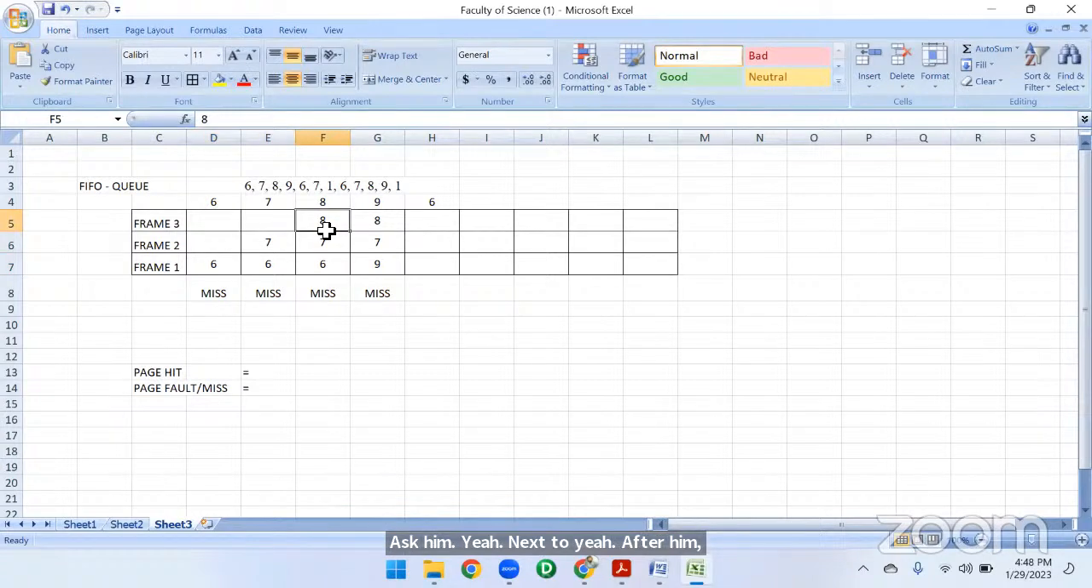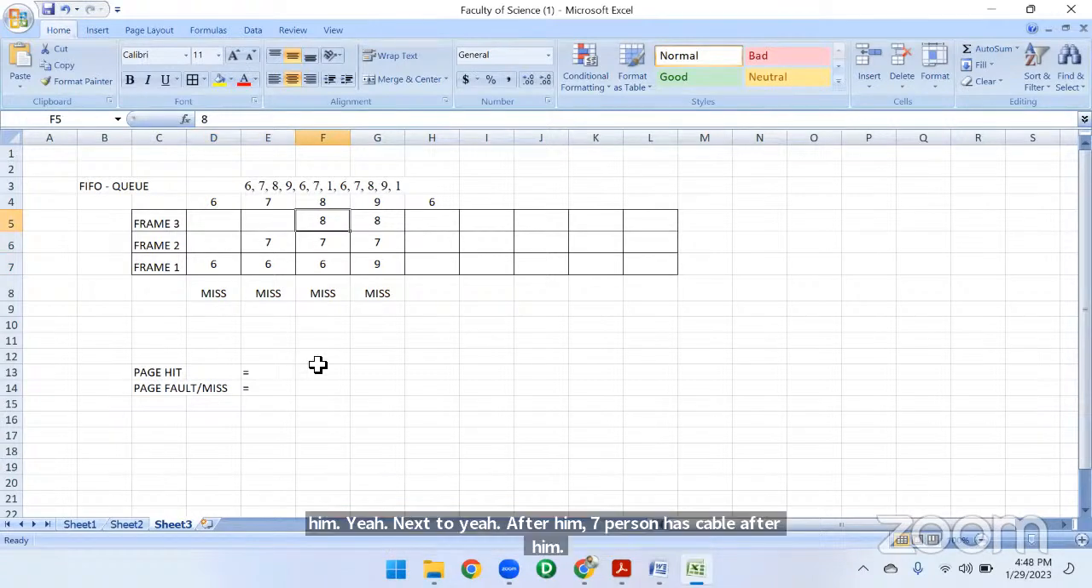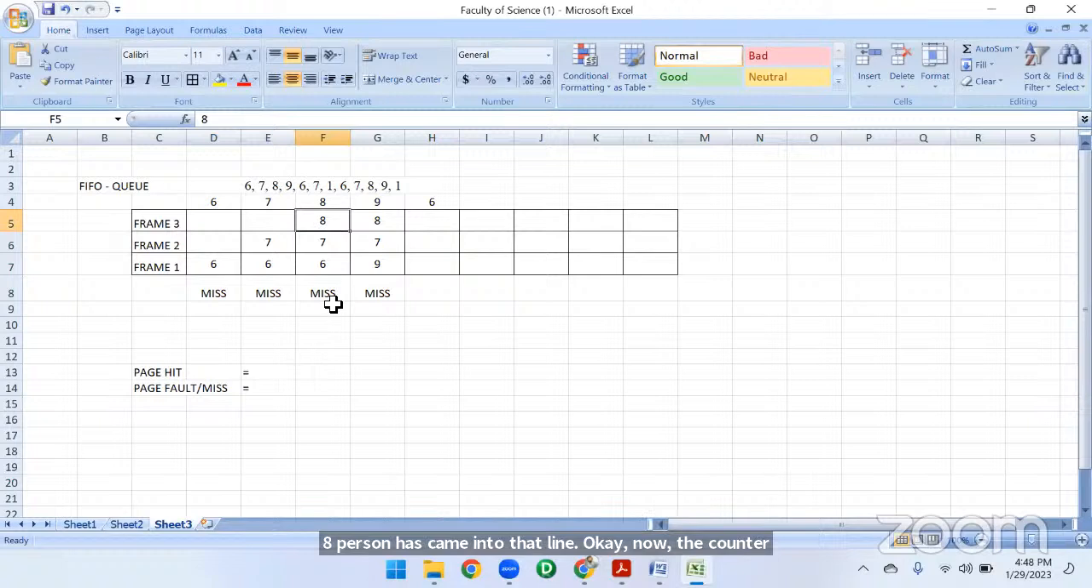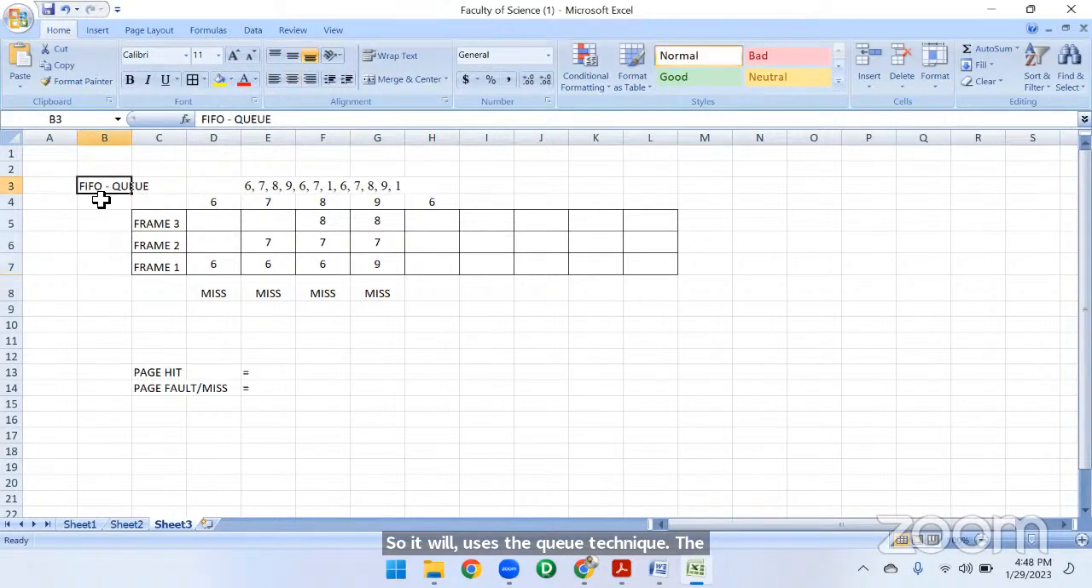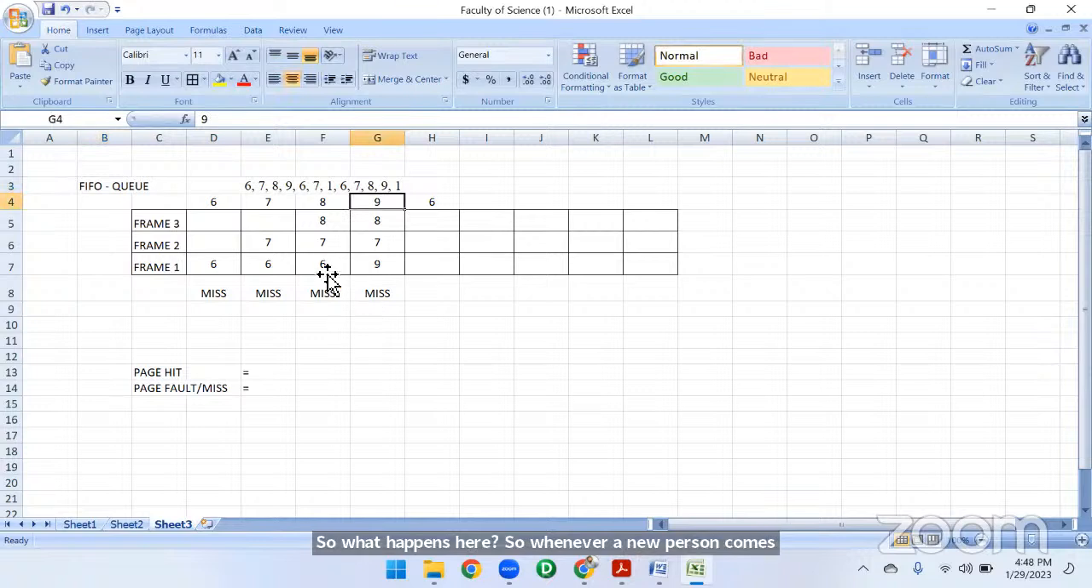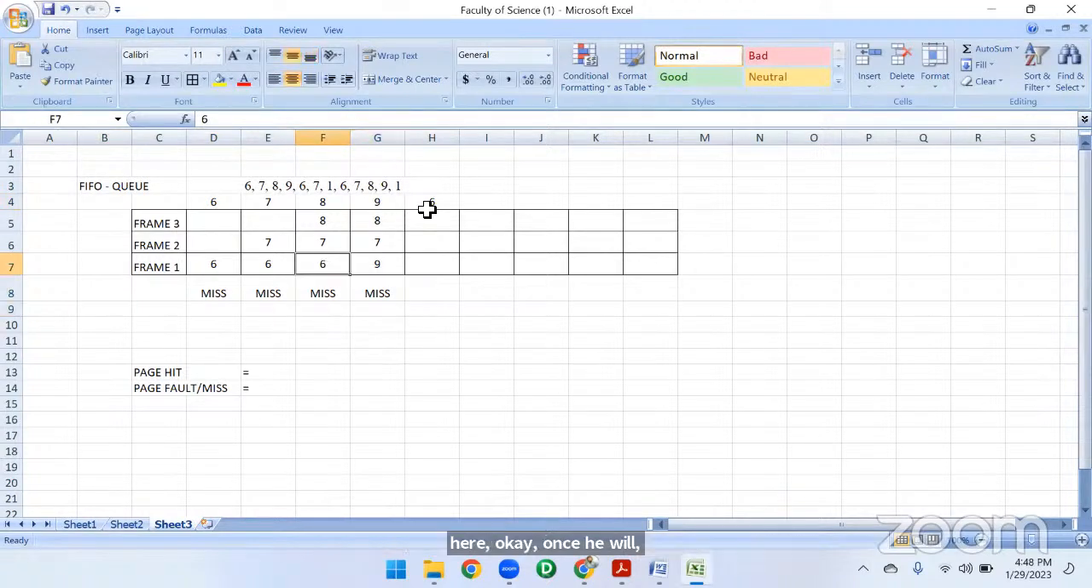Now the counter has been opened, for example. So who will take the ticket first? He is in the first line, right? So he will take the ticket first. So it uses the queue technique. The first in first out replacement algorithm will process the queue. So whenever a new person comes here, once he goes out, he will be replaced with the 9.